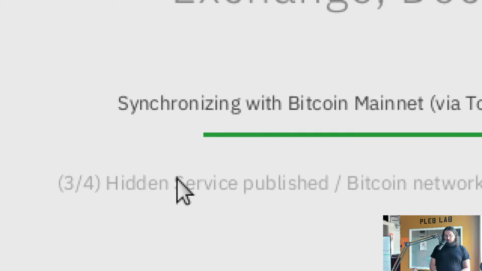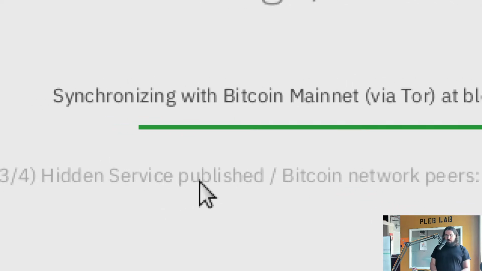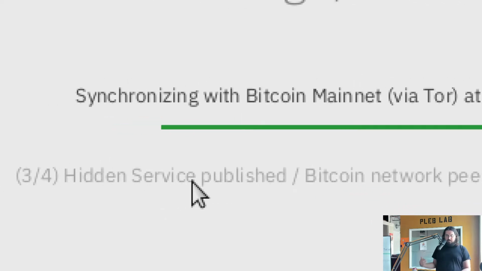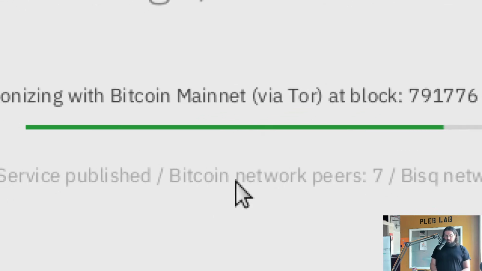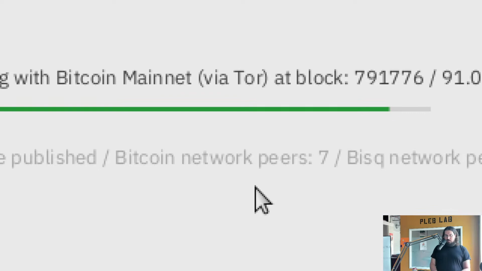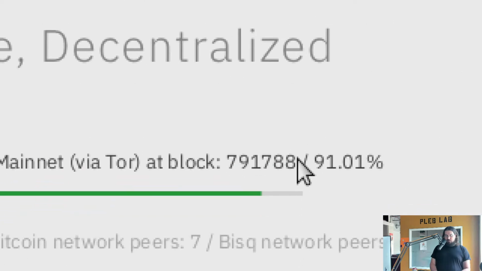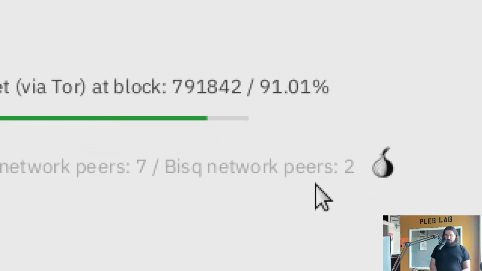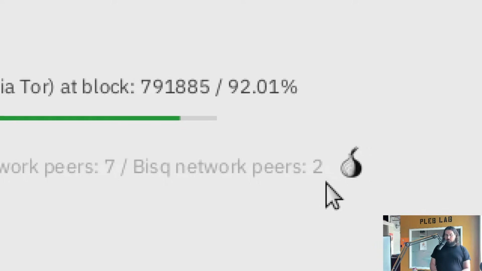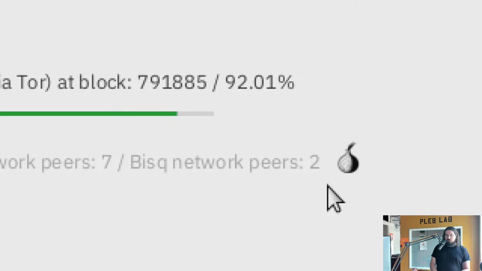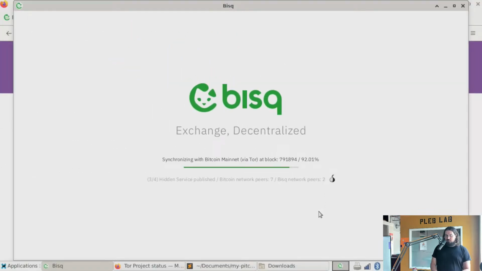Like, it published a hidden service, which means I am on the Tor network now, letting people know about my trades, which of course I don't have any yet because I just installed this. It tells me that I have 7 Bitcoin peers that I'm downloading information about the blockchain from. And it tells me that I have 2 peers who are also using Bisq right now, and my computer's talking with them to get information about trades and stuff that are happening on Bisq. So yeah, it's kind of cool. It gives you a lot of information about what it's doing, which is neat.